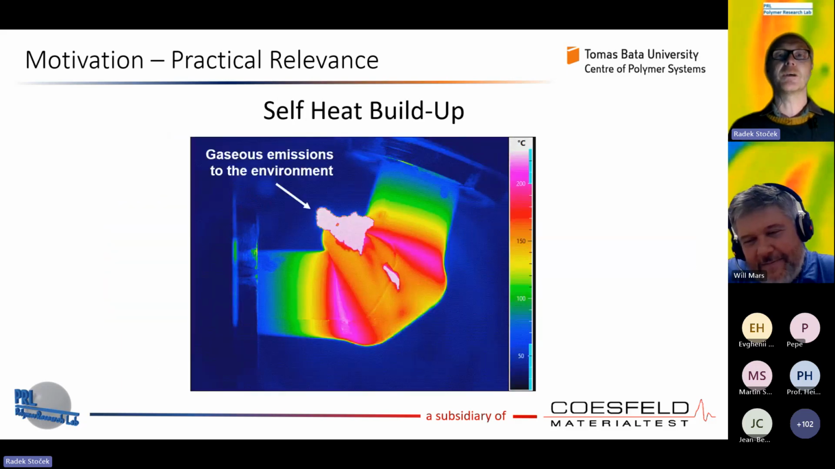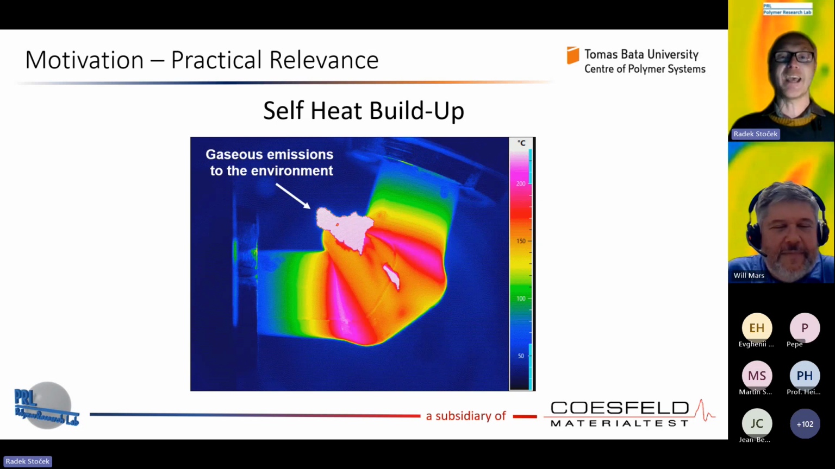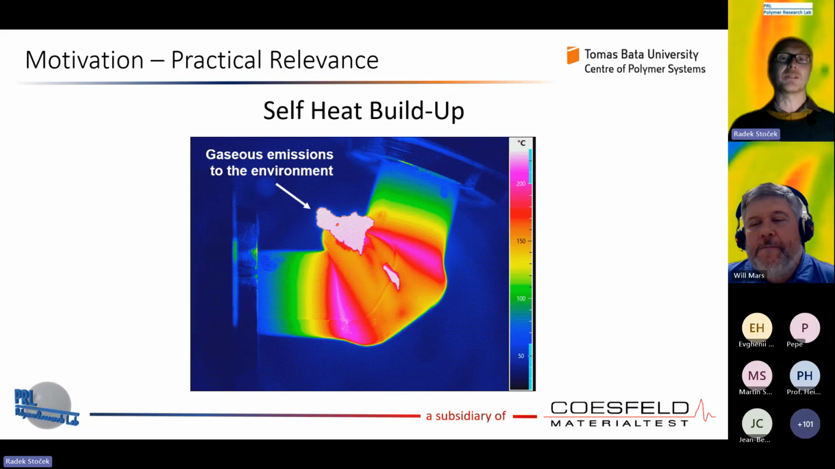So this is the video which Will showed very clearly, and I show only the last figure, the last state after the blowout, and we can really see how the gases are coming out. This is really only self-heating due to cyclic loading, and the material can really blow out. This is amazing what the rubber can do.